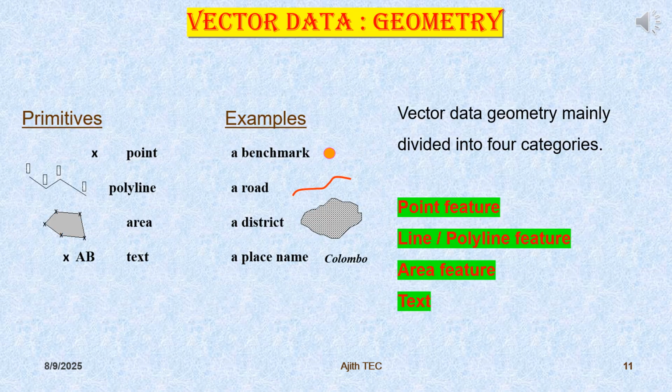Vector data geometry. Vector data geometry is mainly divided into four categories. Point feature: features like manhole, electric post, telephone post, etc. Line or polyline feature: features like fence, wall, footpath, railway line, road, etc. Area feature: features like garden, paddy, building, ponds, lakes, etc. Text: attribute names like Colombo, Mahaweli River, Nuwara Wewa, etc.